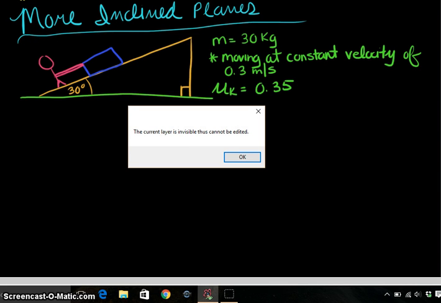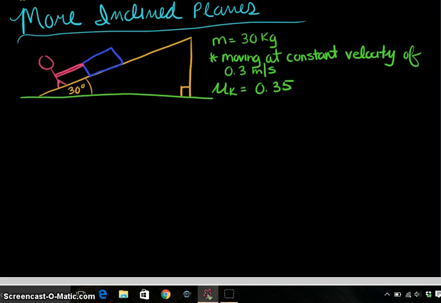So the first thing I'm going to do is draw in my v vector. Okay, so this is a constant velocity of 0.3 meters per second up the ramp here. And if I know that there's a constant velocity up the ramp, I know that acceleration is 0. All right, now the first thing I'm going to do is draw in my force diagram. So I know I have my weight force, and I can quantify the weight force because I have the mass. So my weight force is going to be 300 newtons towards the center of Earth.